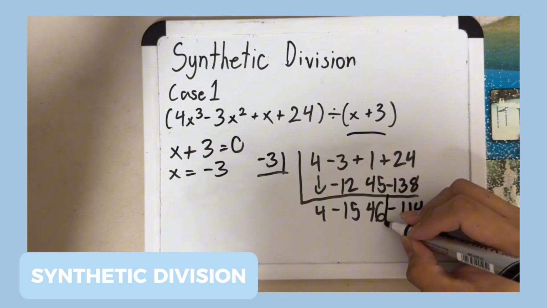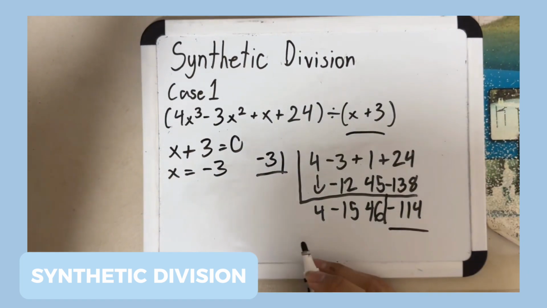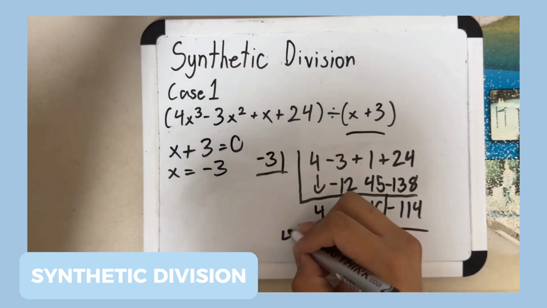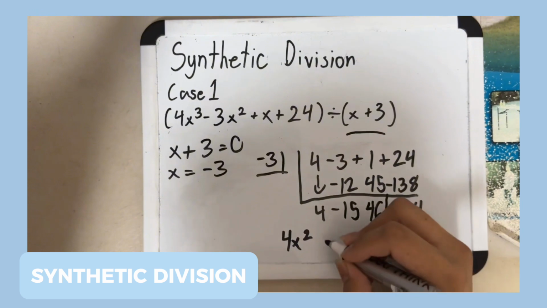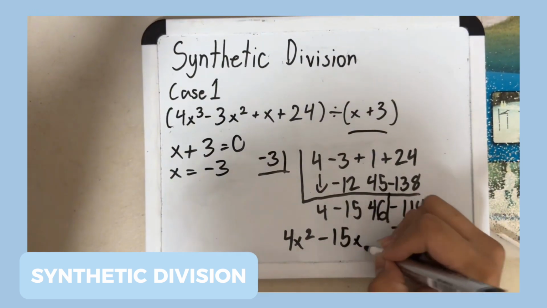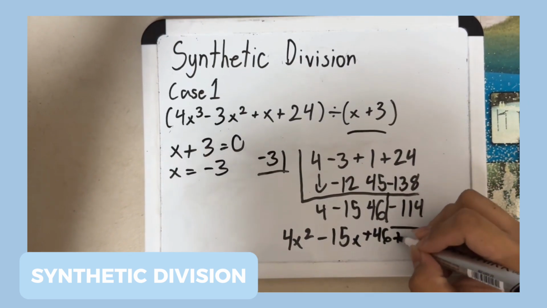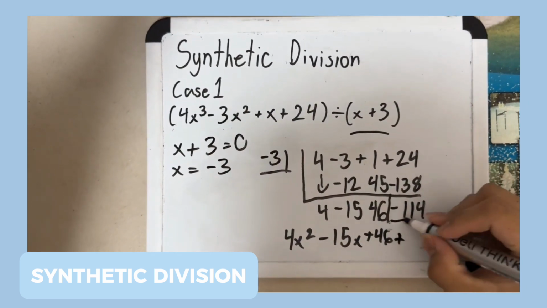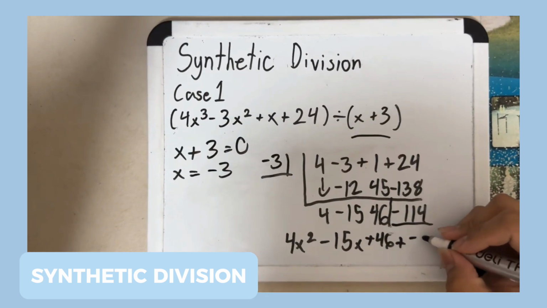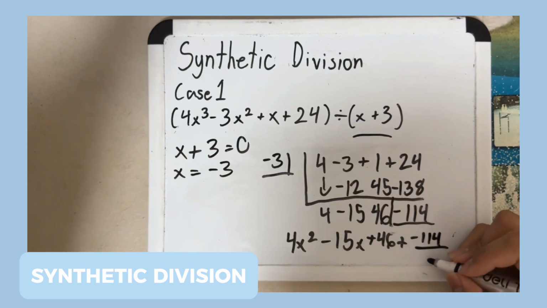That will be the remainder. So that will make 4x squared minus 15x plus 46 plus negative 114 over x plus 3.